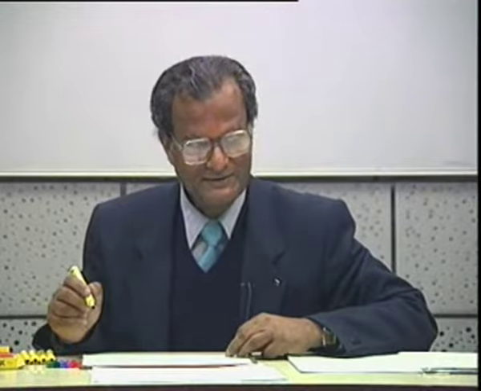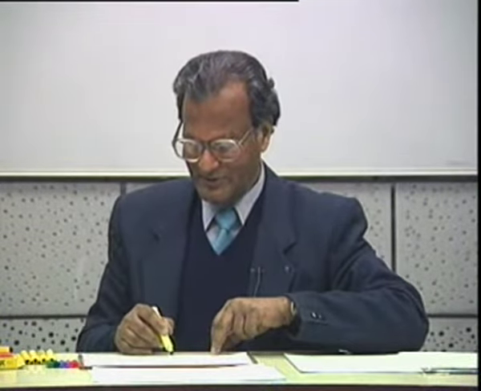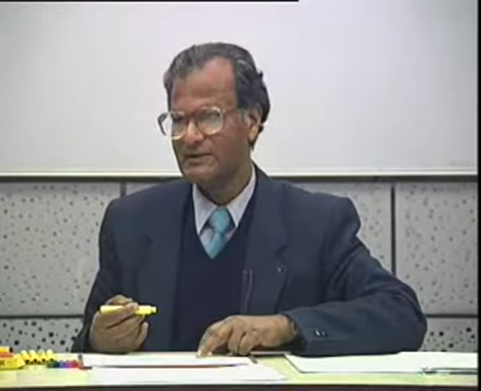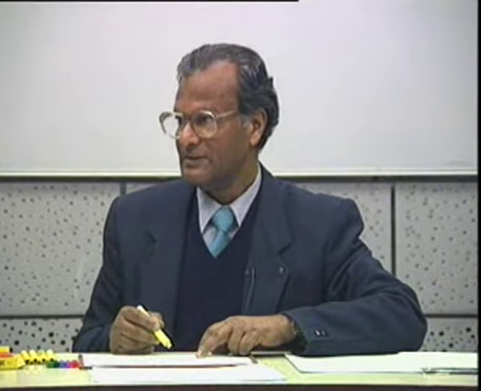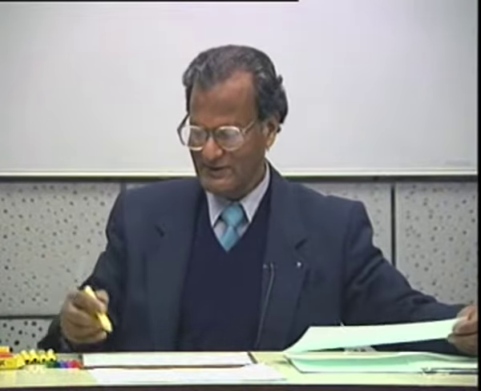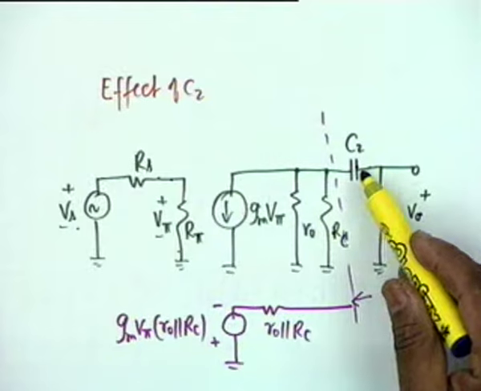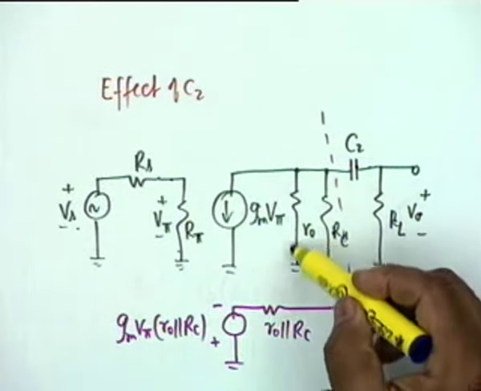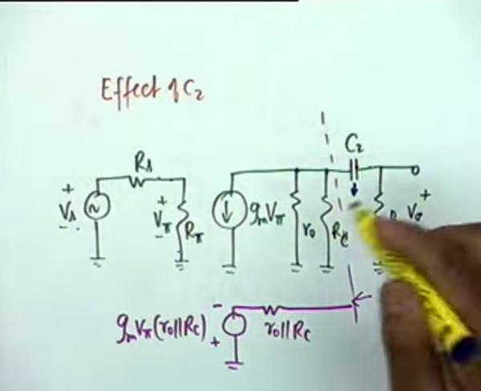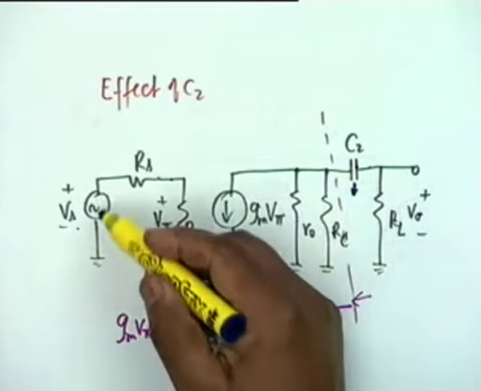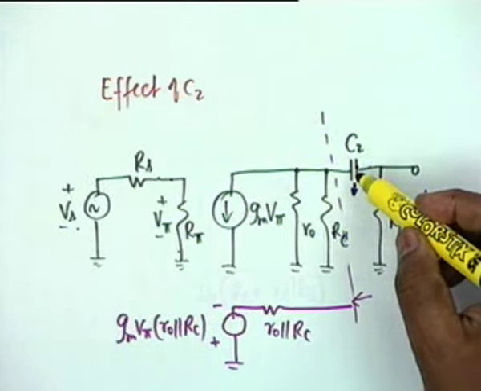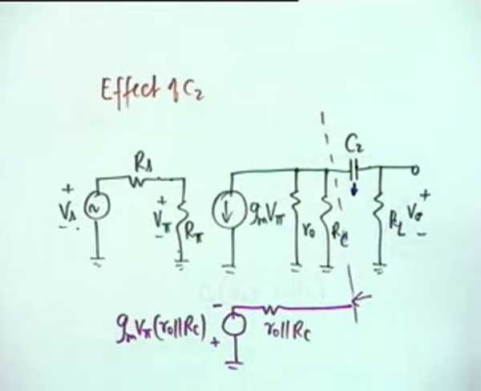Before we combine, you note again that omega 2 is the inverse of a time constant, and the time constant is the product of C2, the capacitance, and the resistance that comes in parallel. If you look at this circuit, what resistance comes in series with C2, multiplies C2? It is RL plus the equivalent of this. Now, isn't this the Thevenin resistance that C2 sees? Because this is a current generator, and for the Thevenin resistance Vs equal to 0, so V pi equal to 0, so this current is 0, and therefore what you see is C2 in series with RL plus R0 parallel RC.